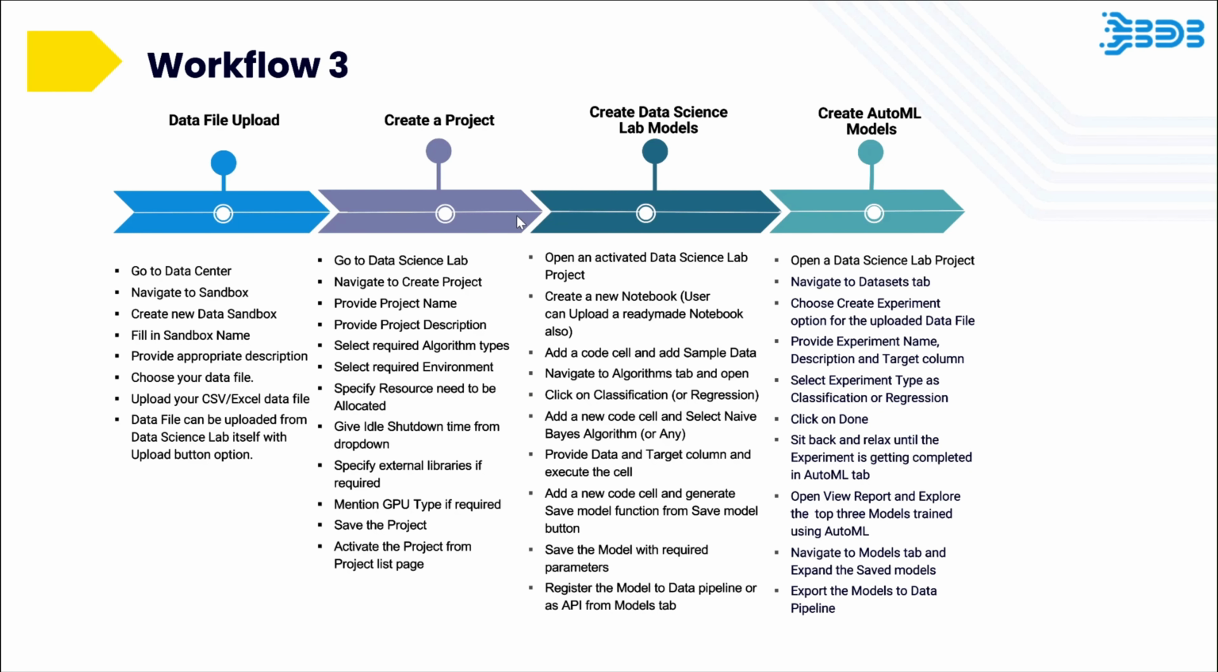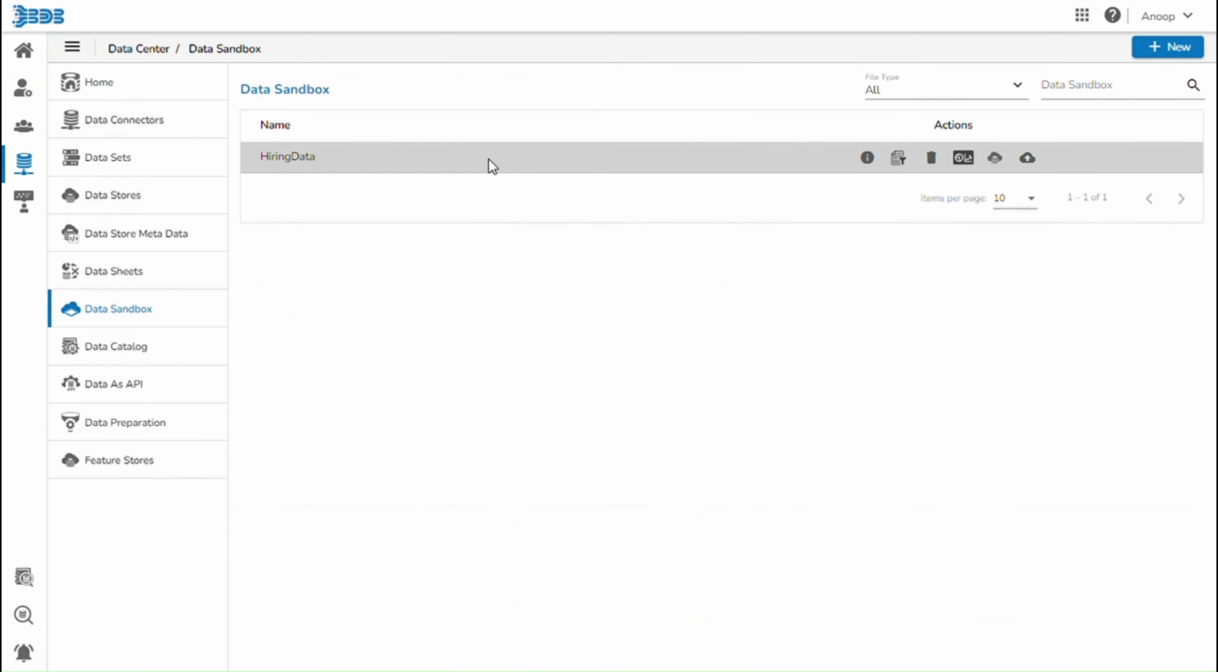Workflow 3 allows you to create DS Lab model and AutoML experiments. It will allow you to easily create DS Lab model and AutoML experiments on the sample data that is available in your account. Alternatively, you can also use your own data to try out this workflow. Let's move to demo and see how quickly we can create DS Lab model and AutoML experiments.